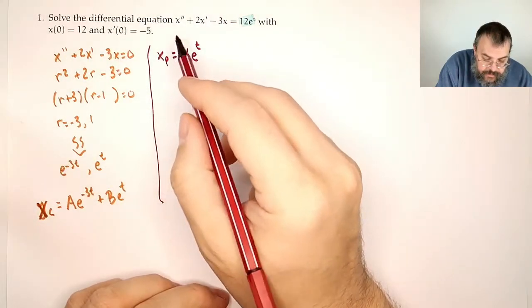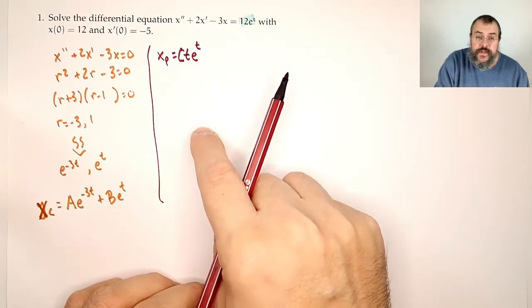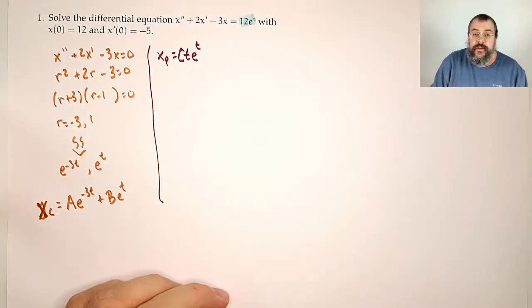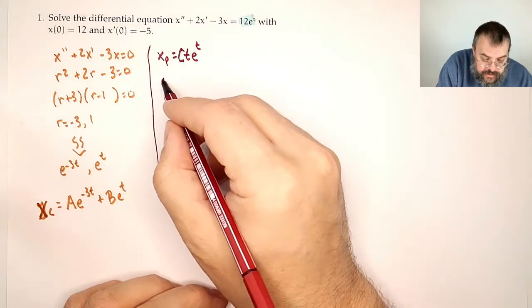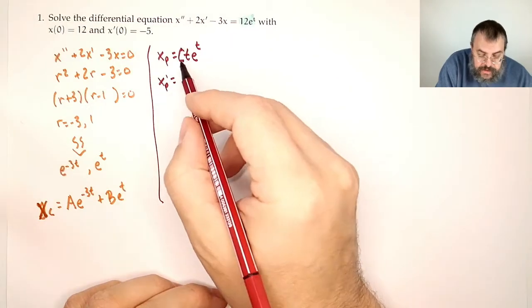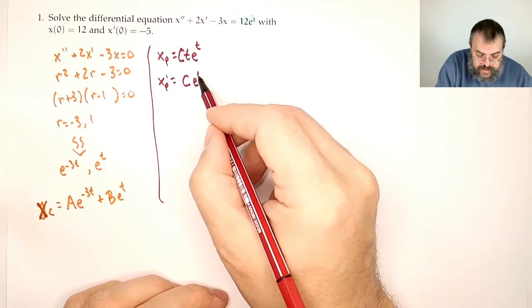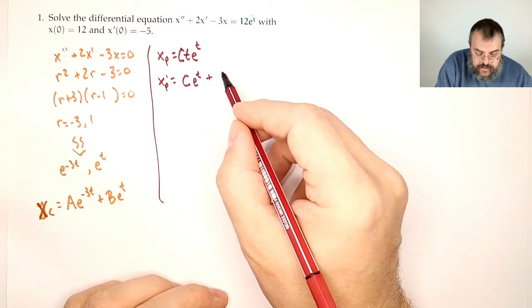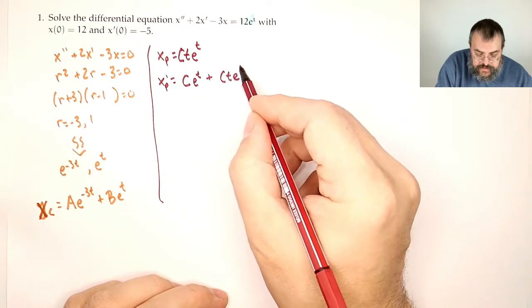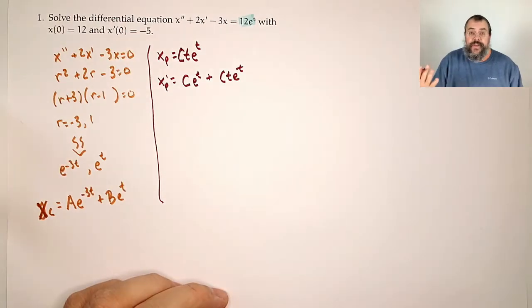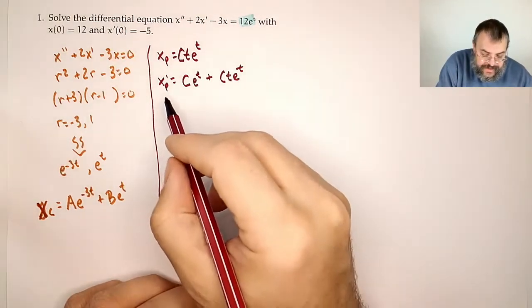So for that, we're going to plug it into our differential equation, which means we need to find x prime and x double prime. So x_p prime, by the product rule, is the derivative of the first times the second, plus the first times the derivative of the second. Derivative of e to the t is e to the t. Second derivative.